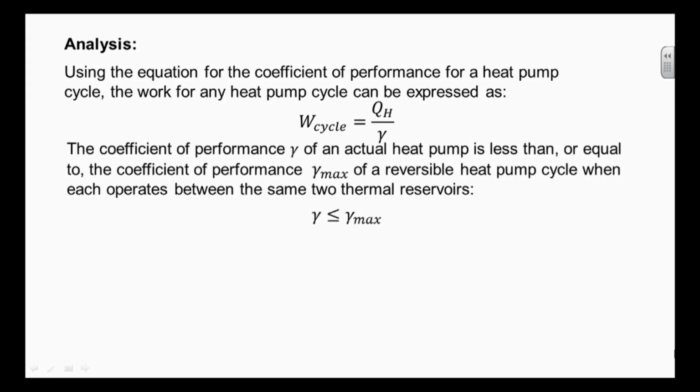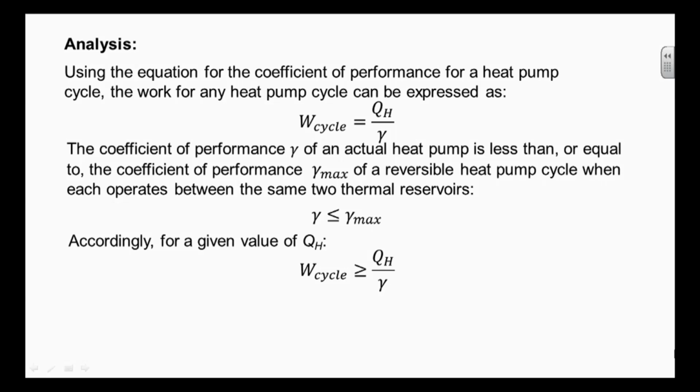The coefficient of performance gamma of an actual heat pump cycle is less than or equal to the coefficient of performance gamma max of a reversible heat pump cycle when operating between the same two thermal reservoirs. Gamma is less or equal to gamma max. Therefore, for a given value of Q sub H, the work required can be expressed by the following inequality. W cycle is greater or equal to Q sub H divided by gamma.